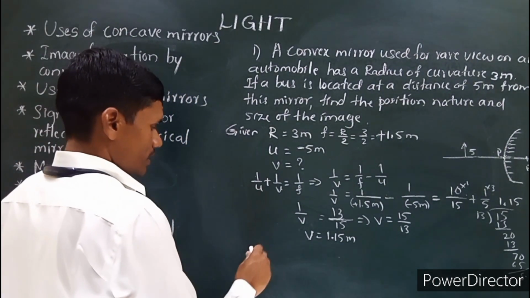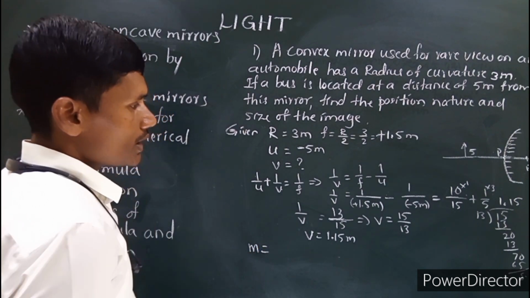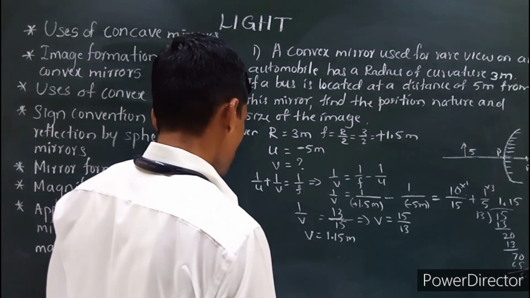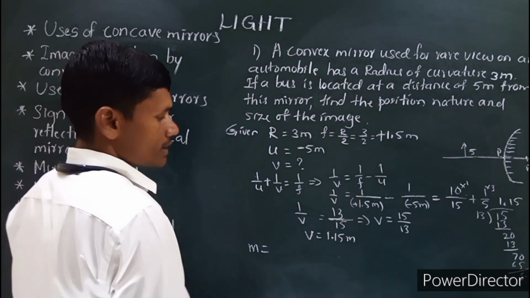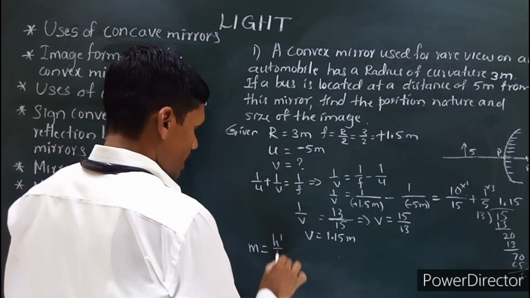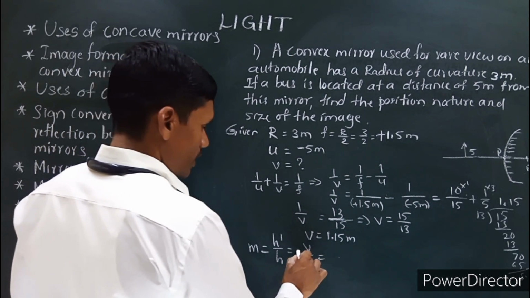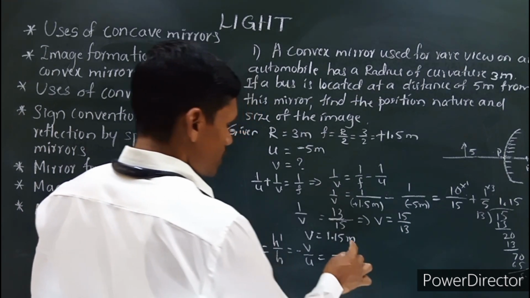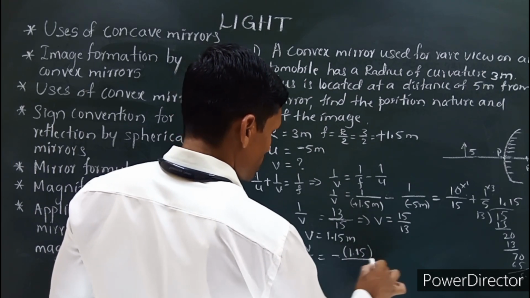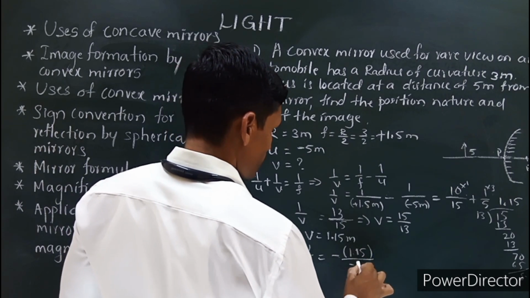Then what is the magnification? Magnification is the ratio of the height of the image to the height of the object, or else here, with object and image distance we can calculate: m is equal to h dash by h, which is equal to minus v by u, right? Minus v, this is 1.15, divided by u, which we have got already here, that is minus 5.